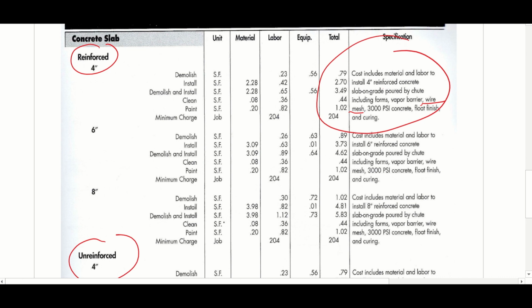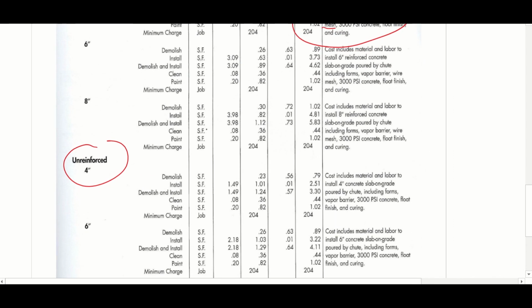So this would be for like a standard patio type installation. This would be a non-industrial. An unreinforced concrete installation, if we look in our specification, does not include that wire mesh. Again, it would be great for a patio. The difference is this is more likely to crack, but it does save cost on the job.